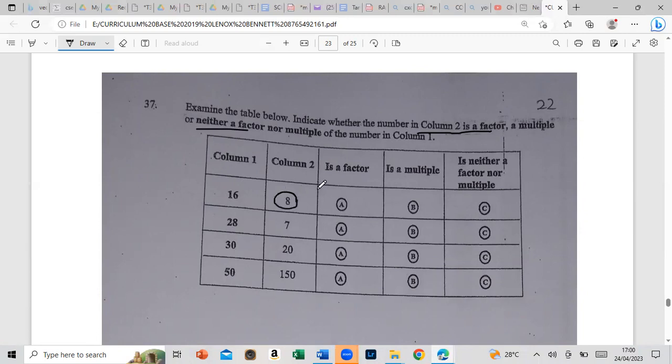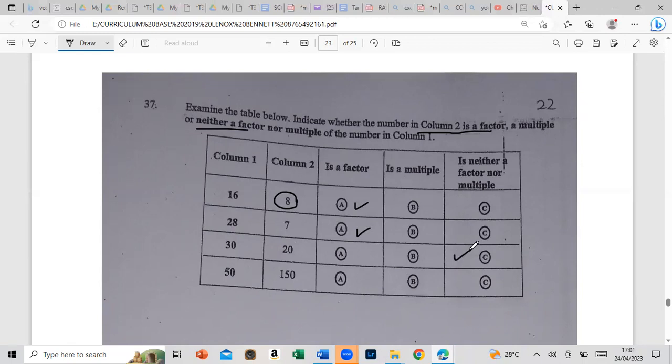So first, is 8 a factor of 16? That's what they want. Is 8 a multiple of 16 or neither? Alright, so 8 is a factor. So I'm going to choose A right here. It would not be a multiple and it would not be neither. Alright, let's move on to 7 now. 7 is a factor of 28. 20 is not a factor, is not a multiple. So for this one, I'm going to go with neither a factor nor a multiple.